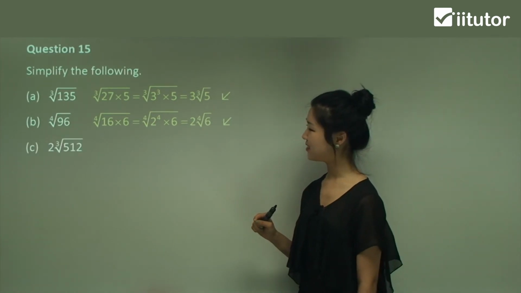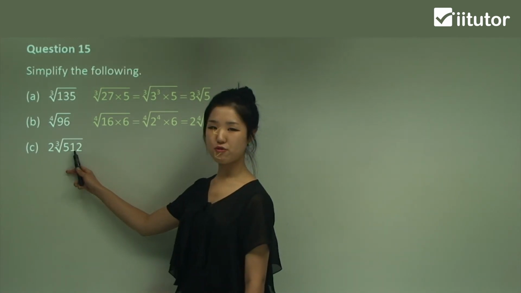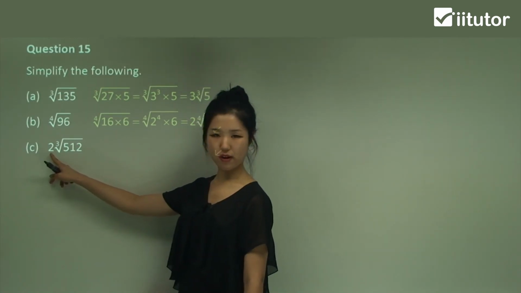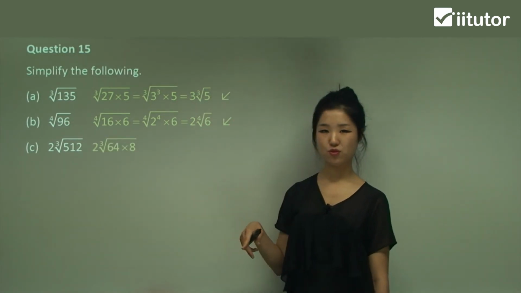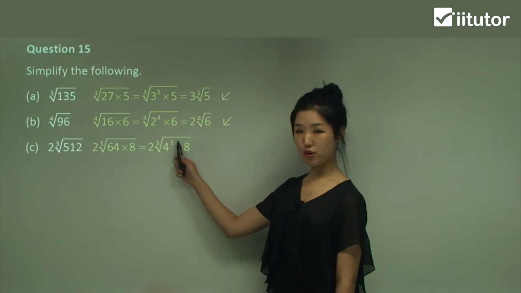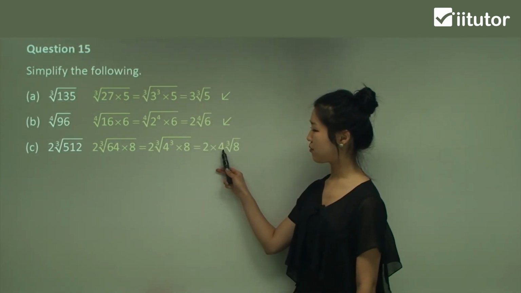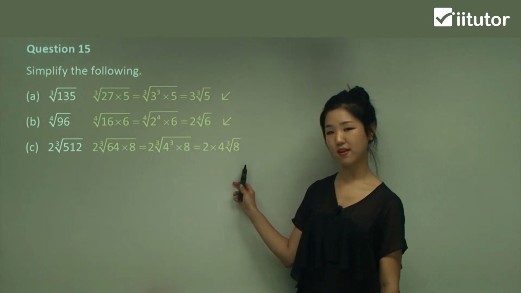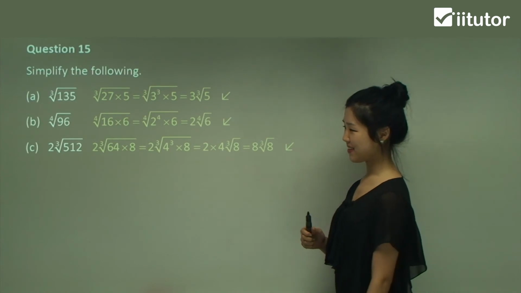Okay? And then C, 2 times the cube root of 512. So leave the 2 out the front until the very end. 512, it's 64 times 8. Yeah? And 64 is 4 cubed. So the 4 can pop out the front with the 2, so 2 times 4, and only the 8 remains inside the root. 2 times 4 is 8, so that's what the final answer is.